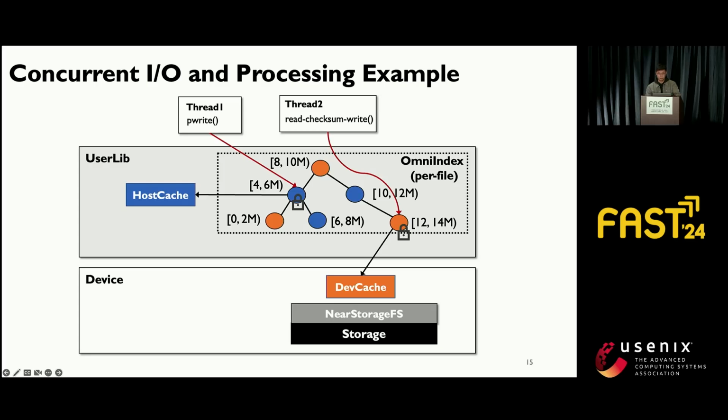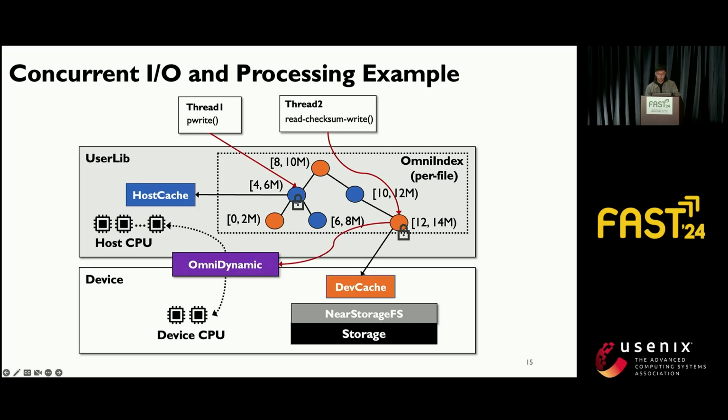Thread 2 issues the data processing operations. So similarly, it needs to search the OmniIndex first and get the corresponding read-write log, and use OmniDynamic to decide where to process it, whether in the host or in the device. So these two threads can execute concurrently across the device and host.